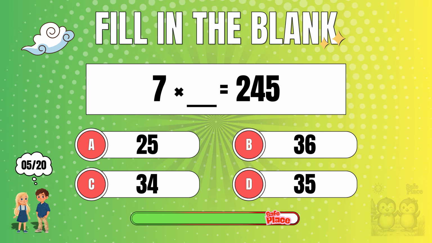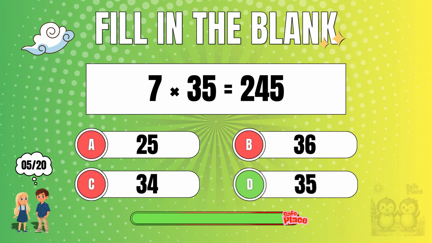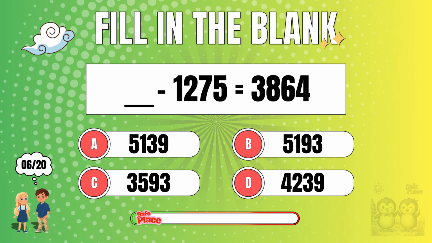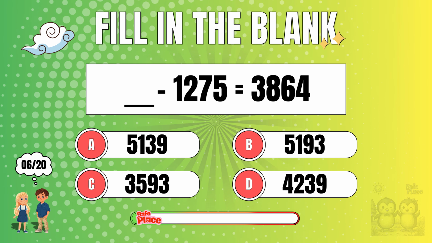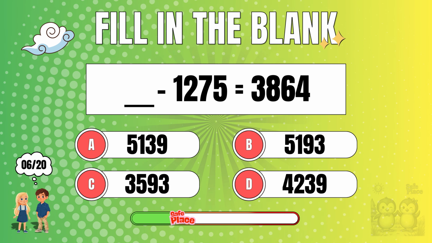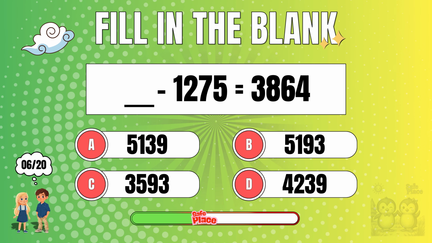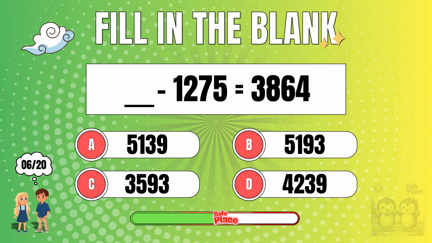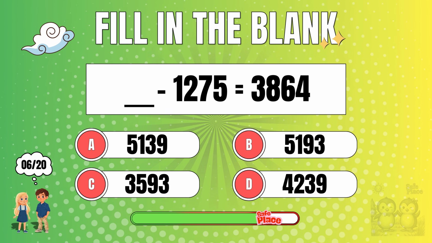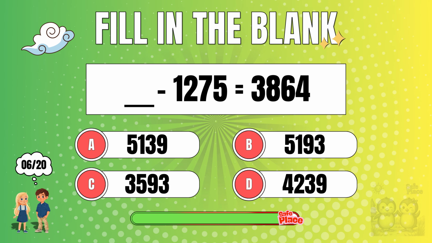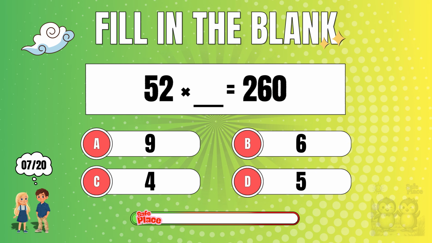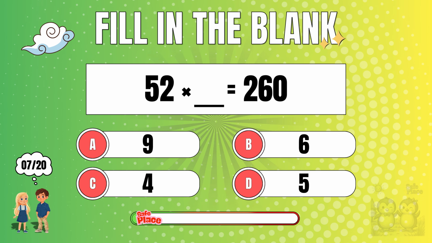Three, two, 1. Let's see. The answer is 35. Blank minus 1,275 equals 3,864. Three, two, 1. The correct answer is 5,139. Stay focused. 52 times blank equals 260.